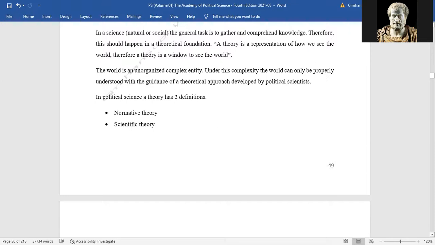In a science, natural or social, the general task is to gather and comprehend knowledge. Therefore, this should happen on a theoretical foundation. A theory is a representation of how we see the world. Therefore, a theory is a window to see the world. The world is an unorganized, complex entity. Under this complexity, the world can only be properly understood with the guidance of a theoretical approach developed by political scientists. In political science, a theory has two definitions: normative theory and scientific theory.